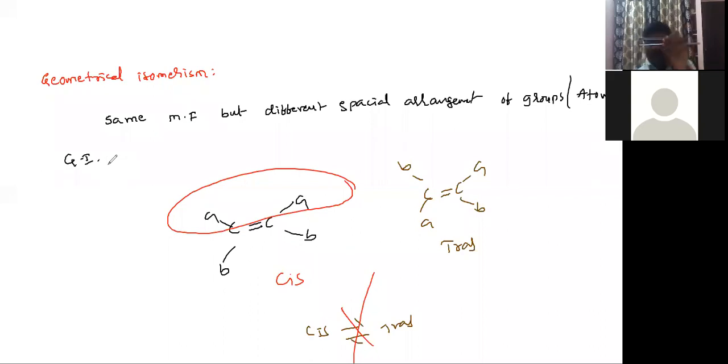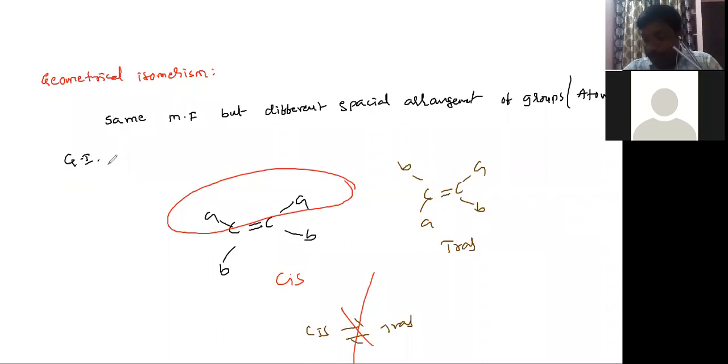If so, why is cis to trans not possible? Whenever we convert cis to trans or trans to cis, it requires rotation, right? Whenever you rotate the bond, what happens? The bond has to break. Something has to rotate: the top one has to come down, the bottom one has to go up. Then only it becomes cis to trans or trans to cis. But whenever we rotate this bond, the pi bond will break.